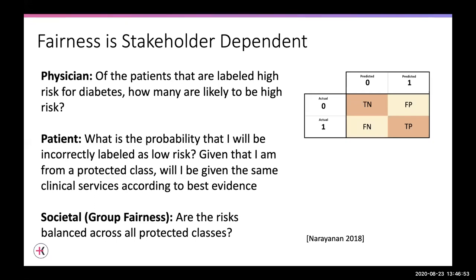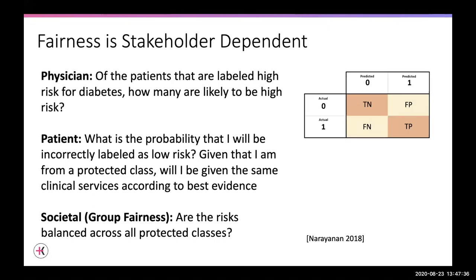Now think of it from a patient perspective. What is the probability that I, as a patient, will be incorrectly labeled as low risk or high risk, depending on my own age, race, gender, ethnicity, etc., right? If I'm from some protected or underrepresented class, will I be given the same clinical services according to the best practices and best evidence, right? So these are all the questions that a patient may ask of the AI-driven system and not necessarily the physician, right? So context becomes really important. And at a societal level, from the same confusion matrix, we may actually, as a society, want to optimize for, say, recall, right?